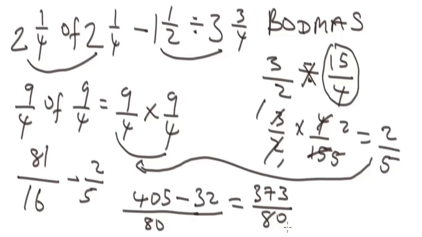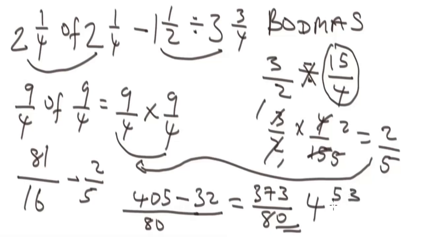You can either leave it in this form or put it in mixed fraction. So if you want to put it in mixed fraction, we're going to do 373 divided by 80. So we're having 80 in this 373. We're going to have 4, yes, 4 times 80. Then the remainder, let me check it. So it remains 53.